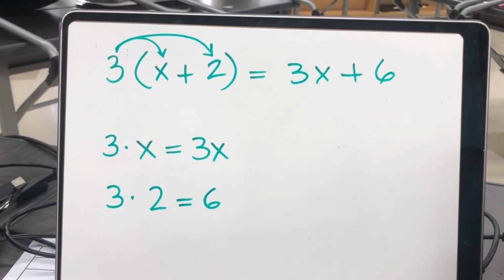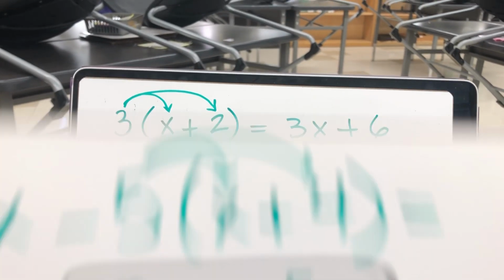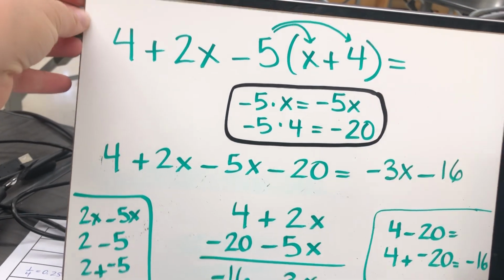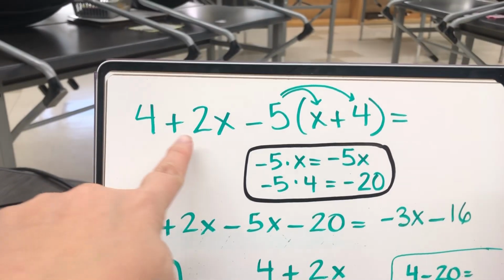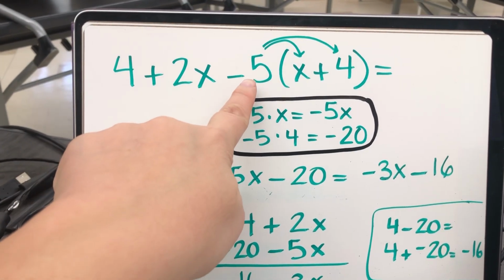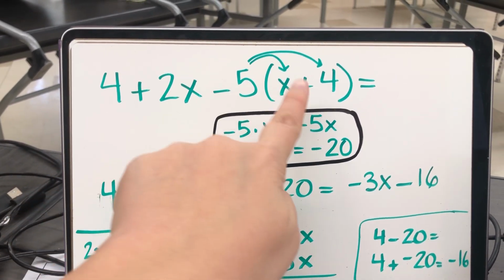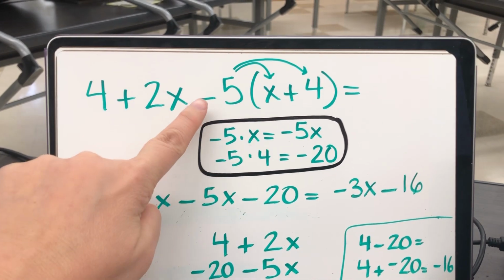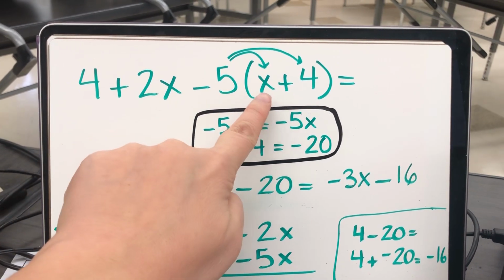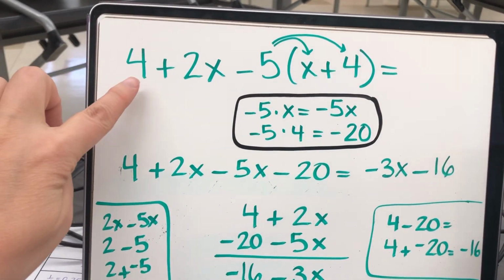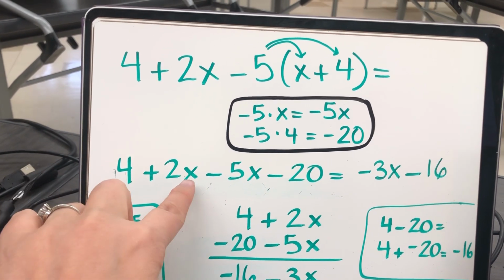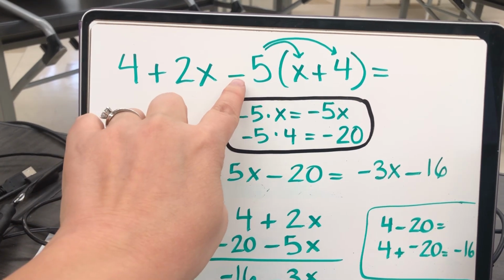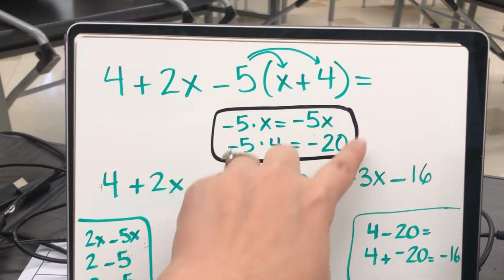Then I wrote a different problem here that has distributive property and combining like terms. So we have 4 plus 2x minus 5 distributed into x plus 4. So we have negative 5 being distributed into x plus 4. We are going to rewrite the first two terms, 4 plus 2x. Then distribute the negative 5 that you can see inside this box.